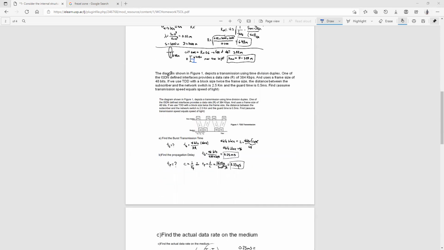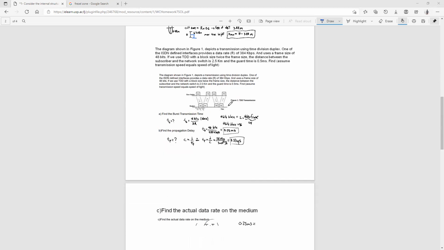Our next question says the diagram shown in figure 1 depicts the transmission using time division duplex. One of the ISDN defined interfaces provides a data rate equal to 384 kilobits per second and uses a frame size of 48 bits. If we use time division duplex with a block size twice the frame size, the distance between the subscriber and the network switch is 2.5 kilometers and the guard time is 0.5 milliseconds. Assume the transmission speed is equal to the speed of light.